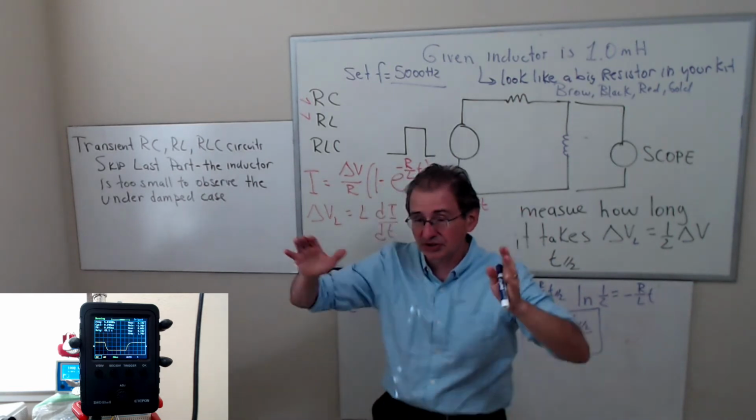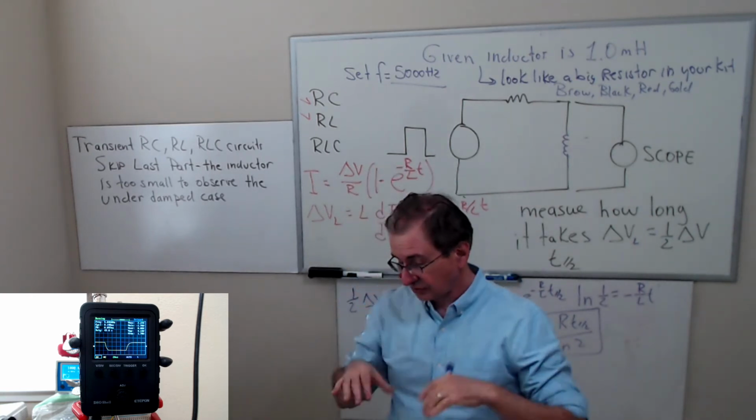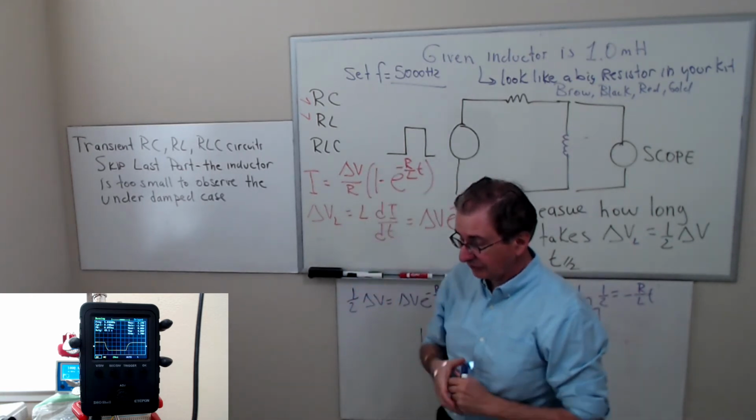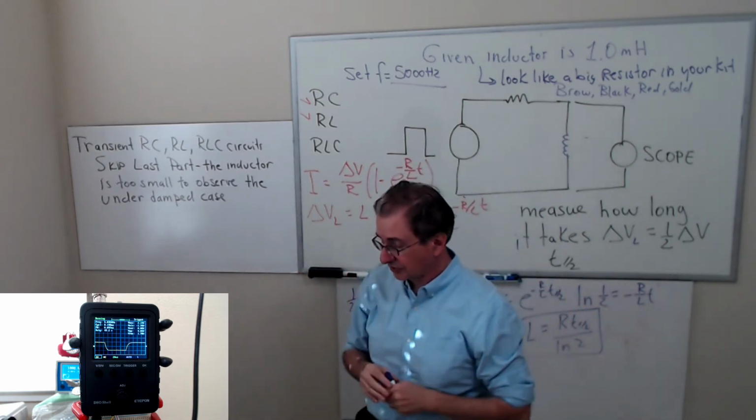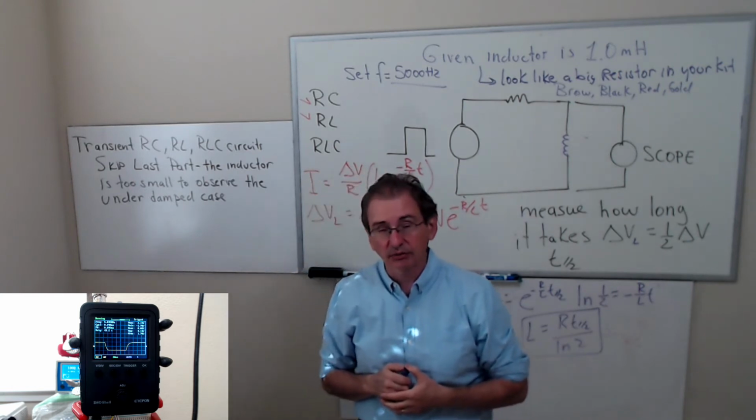Because you're going to have to spread the signal out as much as you can. With 1 millihenry, the signal doesn't drop very fast. And so you have to spread the signal out as much as you can. And so you need to be able to set it to 5,000 hertz to be able to do that.